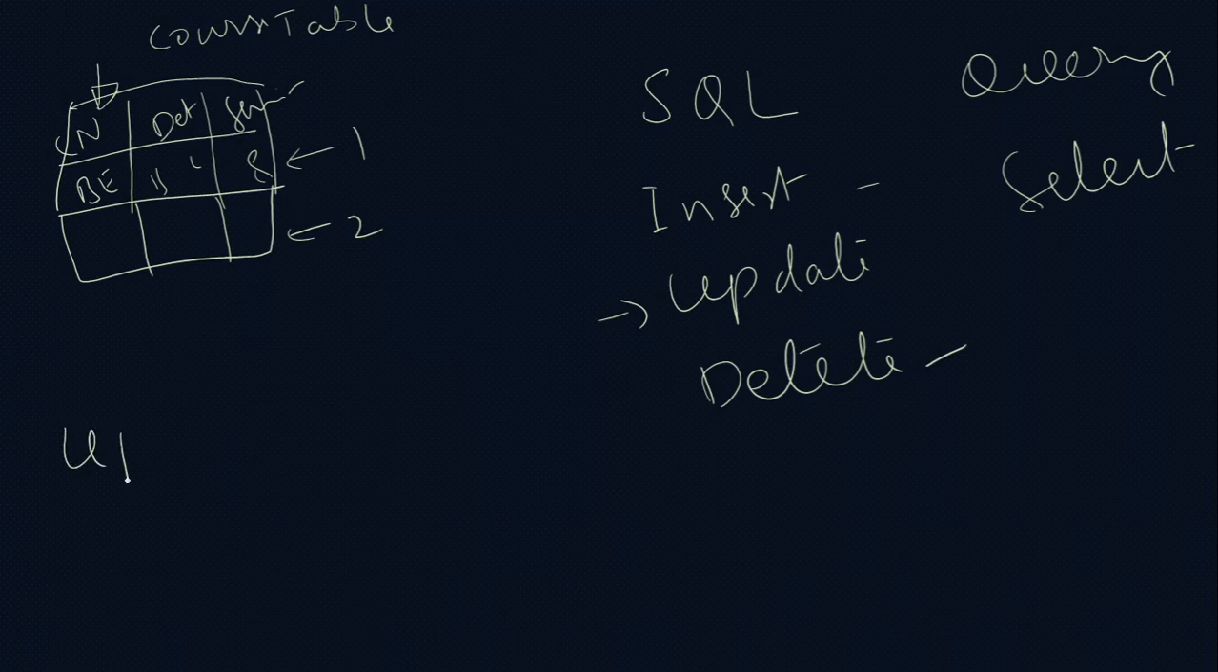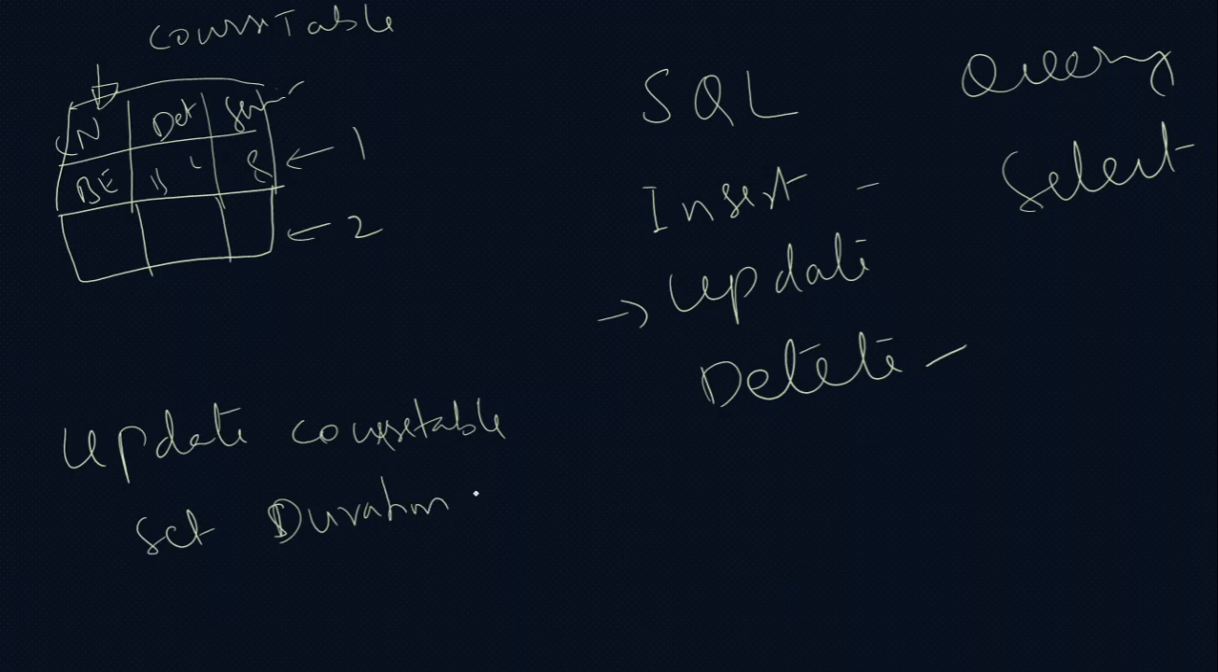So you have to say update table name. That is the course table. Then you have a set keyword. Set what column you want to change. Here the column name is duration, so that is equal to what duration. The value has to come here.